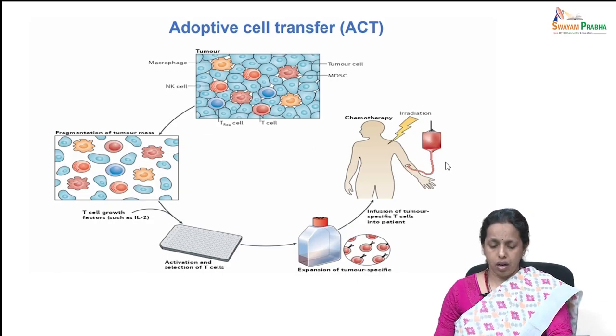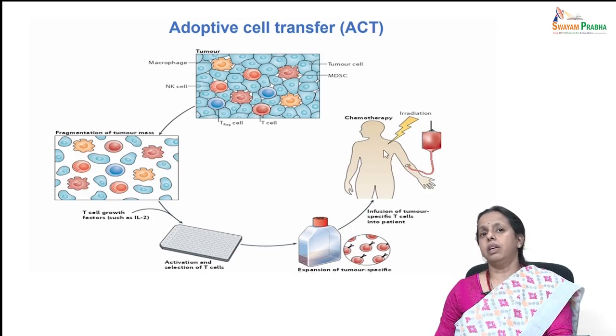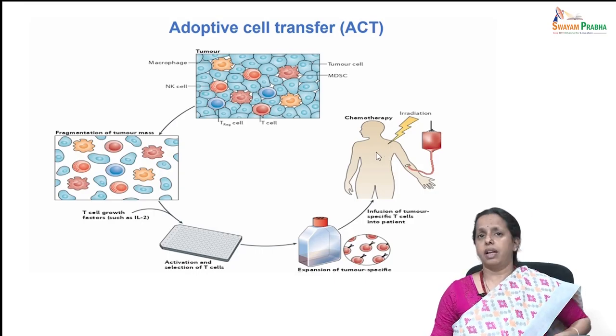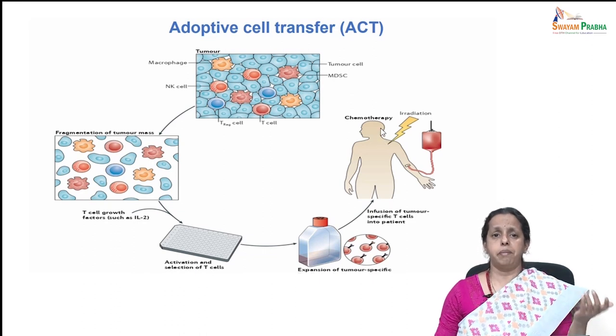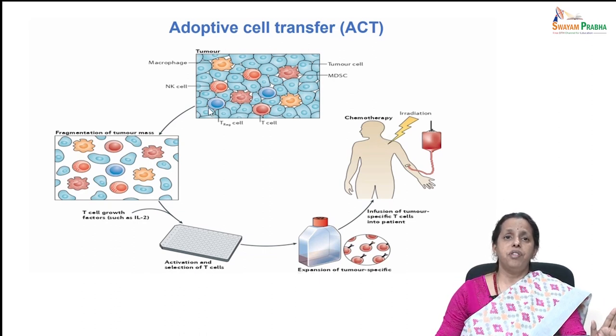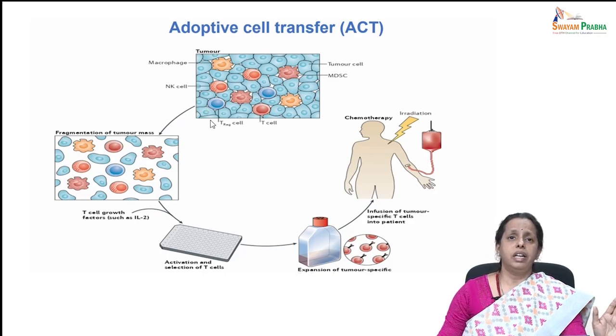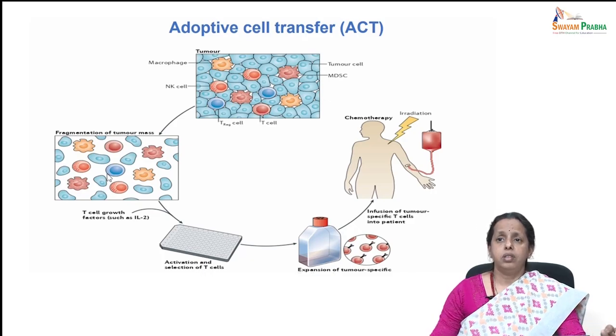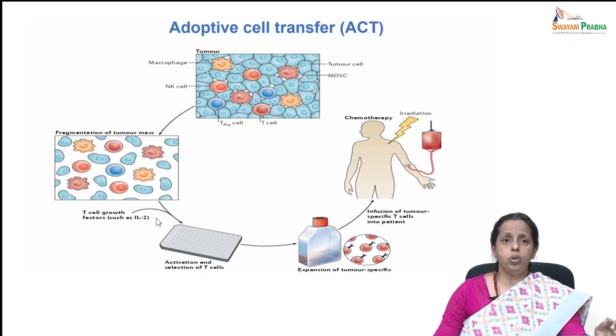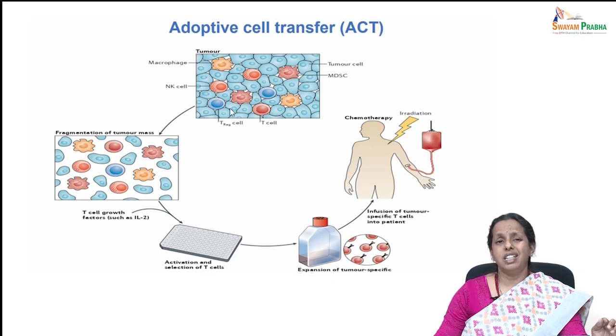First example: adaptive cell transfer is in many cases used along with other chemotherapy. Maybe we will discuss it in the next coming class. Now you are all very familiar with the different terms, such as Tregs and all that. Just imagine there's a tumor here. These tumor masses can be fragmented into different cells, and then you place them into the well. You make all these cells into single cells.